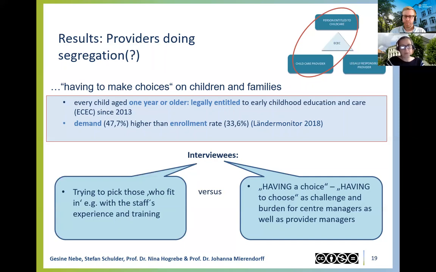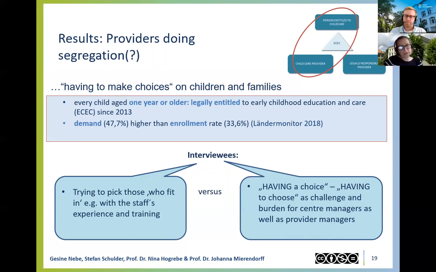Other interviewees emphasized that having a choice meant to center managers that they could and should thoroughly check if children fit in. That way, they could try to match children and their families to the existing clientele as well as the team in a way. For example, a center manager stressed that she thoroughly checked if the team was well trained and experienced enough to take on children with special needs or certain family backgrounds such as flight and migration. And only if that was the case, she would enroll those children.